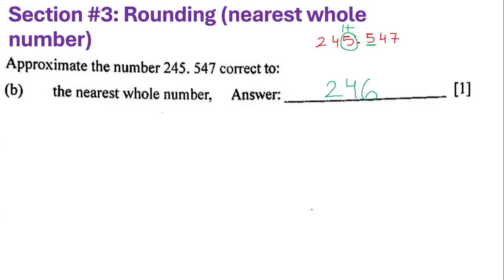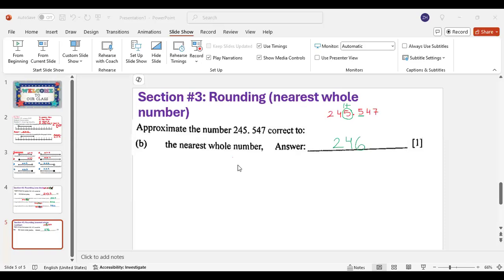Do y'all understand this or no? Yes, sir. I understand. Do you understand how it's different than the other one? The other one we had to do to one decimal place. This one we are doing to the nearest whole number. All right.